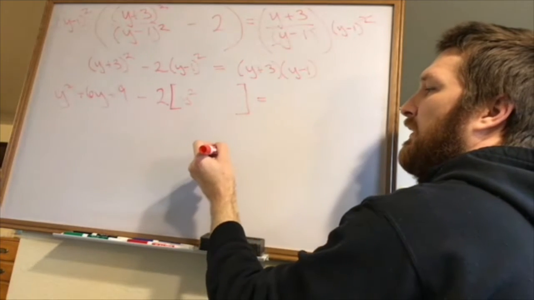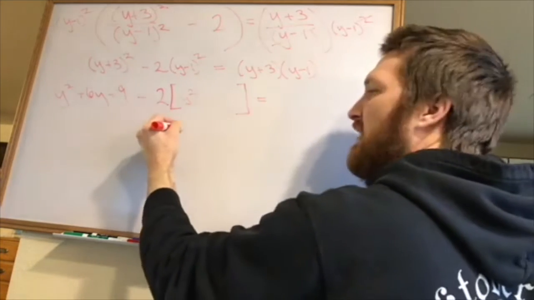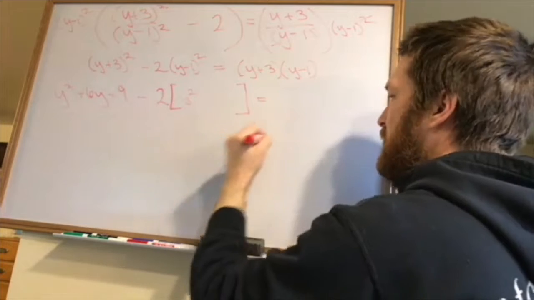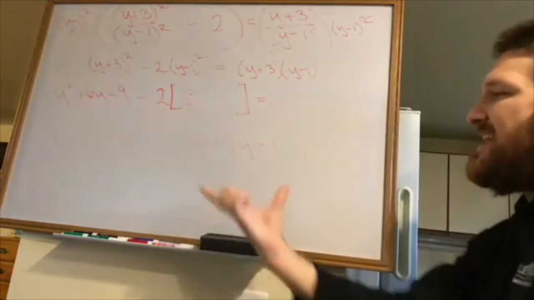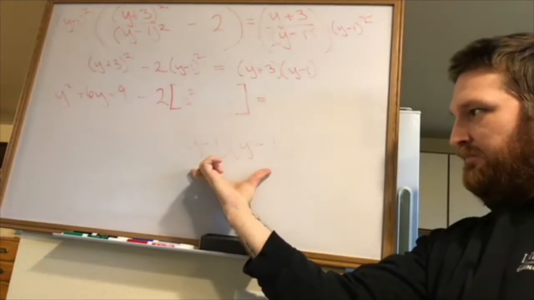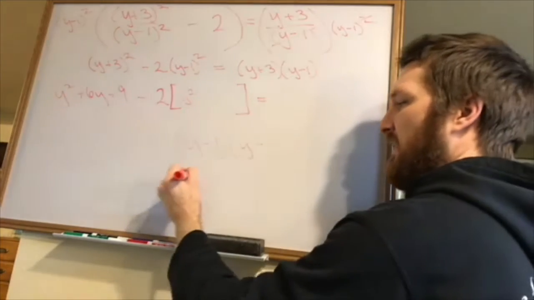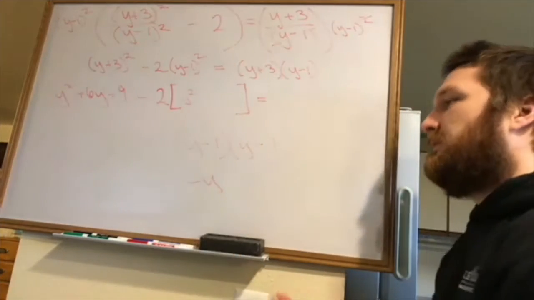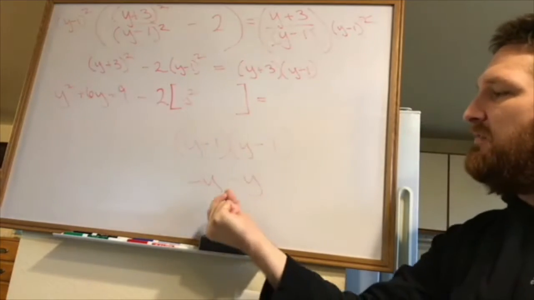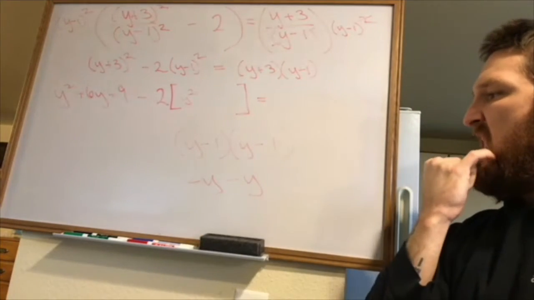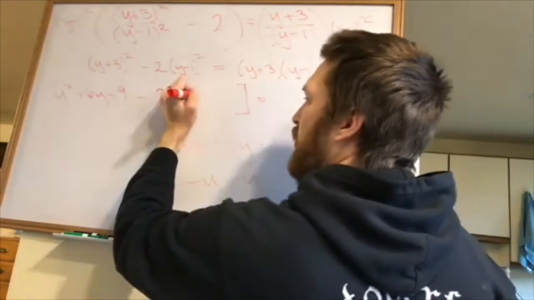This is so hard for me to do mentally. Okay, then let's not. Let's write it out. Y minus 1, y minus 1. So the outer gives me what? Minus y. And then the inner gives me? Minus y. The same thing, yep. And then that comes together to give me how many y's? Minus 2y.